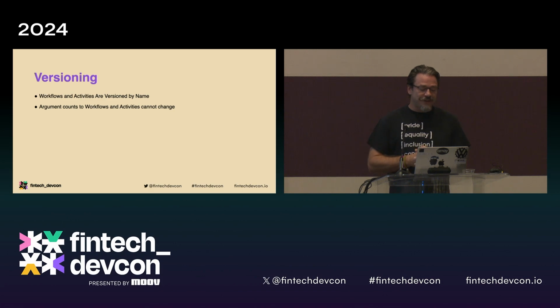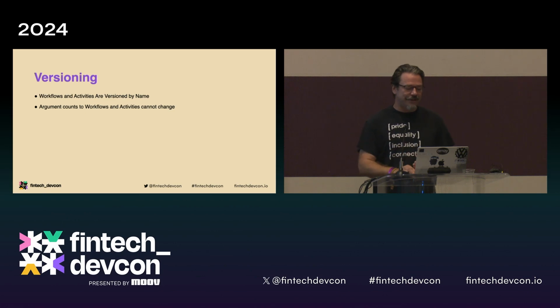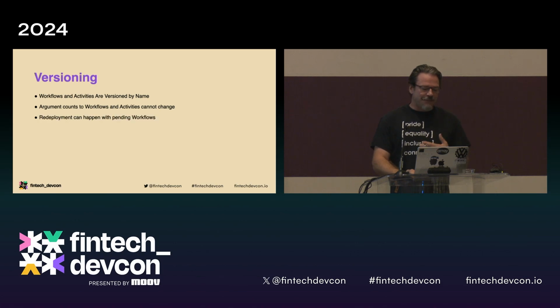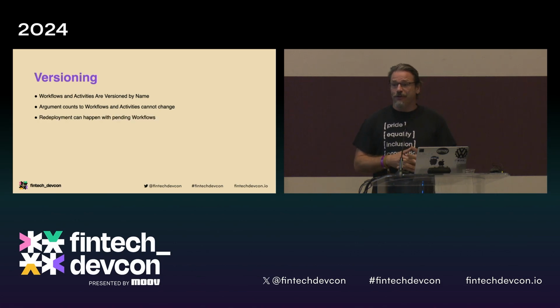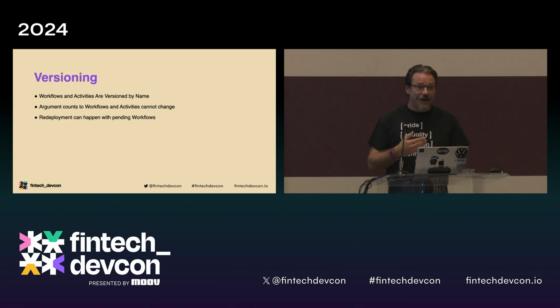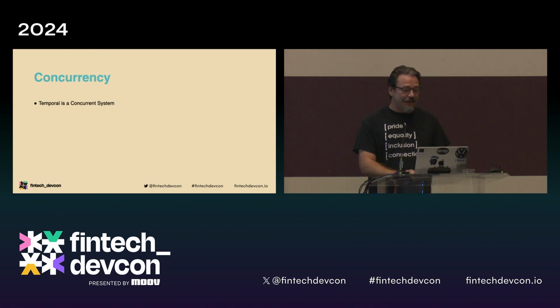Argument counts to workflows and activities cannot change. Not particularly surprising. What Temporal does under the hood is basically persist a JSON blob, or whatever serialization you register, into the database and then unpersist it back into your model. So if you change the number of things, that can break. So you don't want to change that unless you're changing the version. And redeployments can happen with pending workflows. So you might redeploy your code base while a bunch of workflows are in progress, and you need to be aware that can happen and design for that. In terms of concurrency, Temporal is a concurrent system.